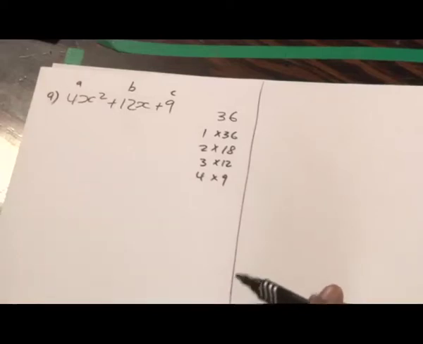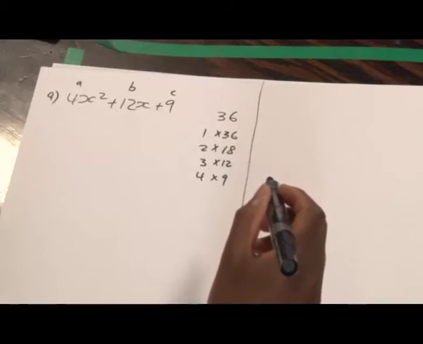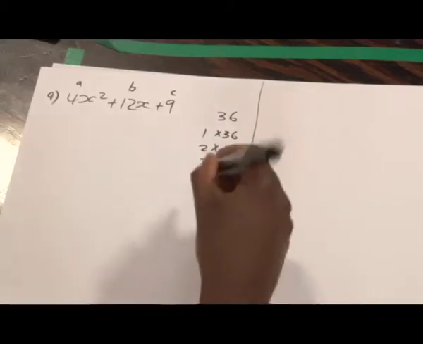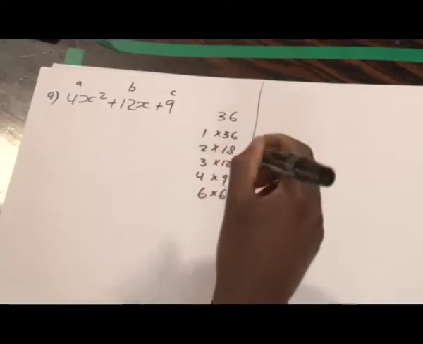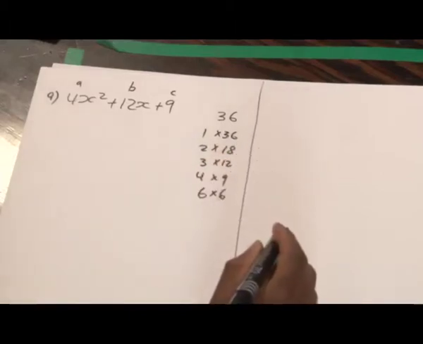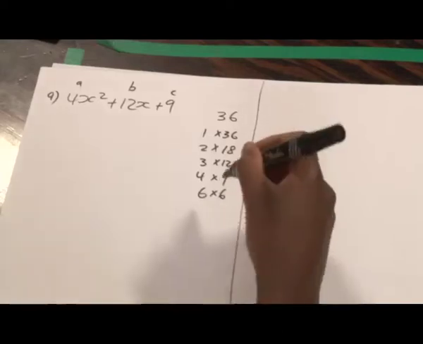Look at 36 and a 5. No, it can't work. 36 divided by 6 is a 6. Also have a 6 and a 6. 36 divided by 7, it can't work. 36 divided by 8, can't work. So basically that's what you have.